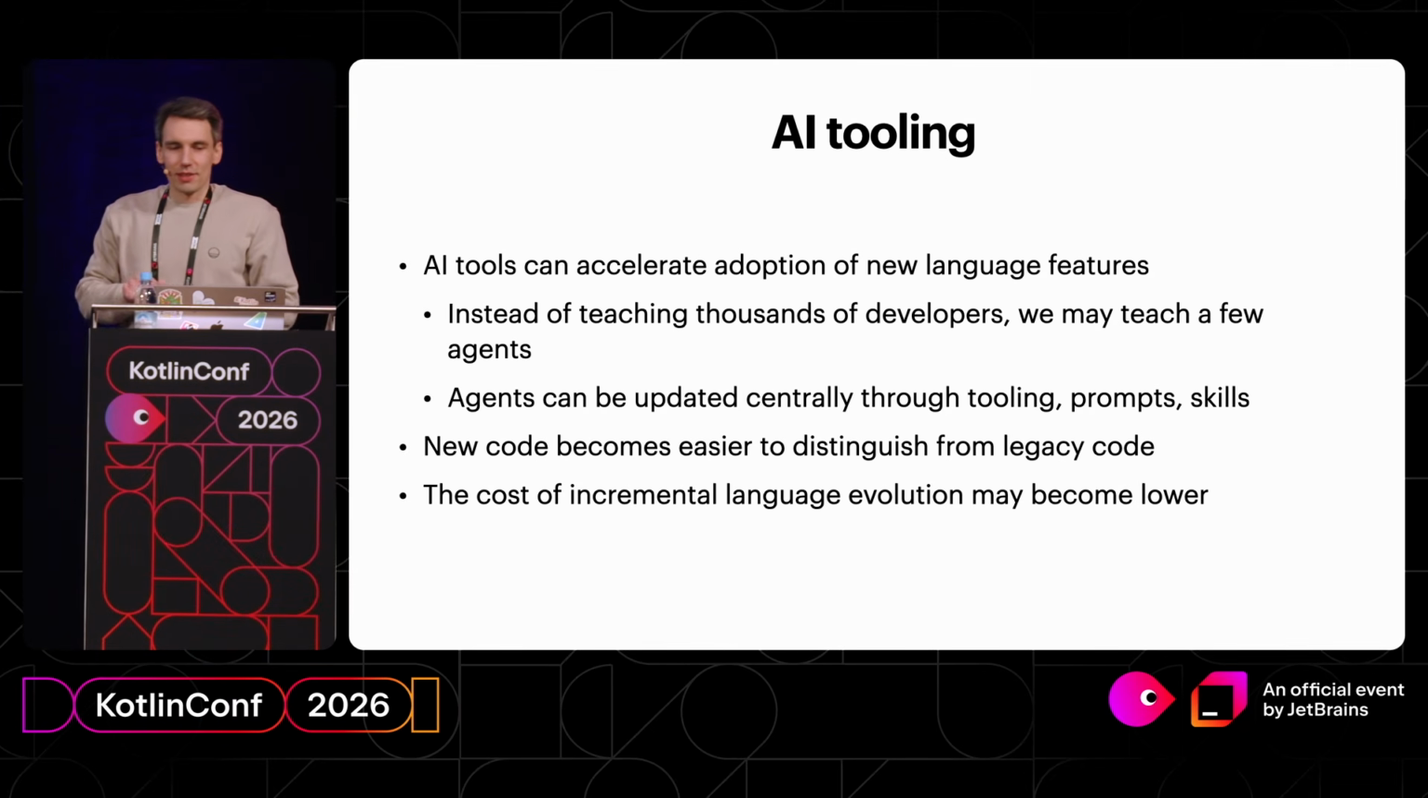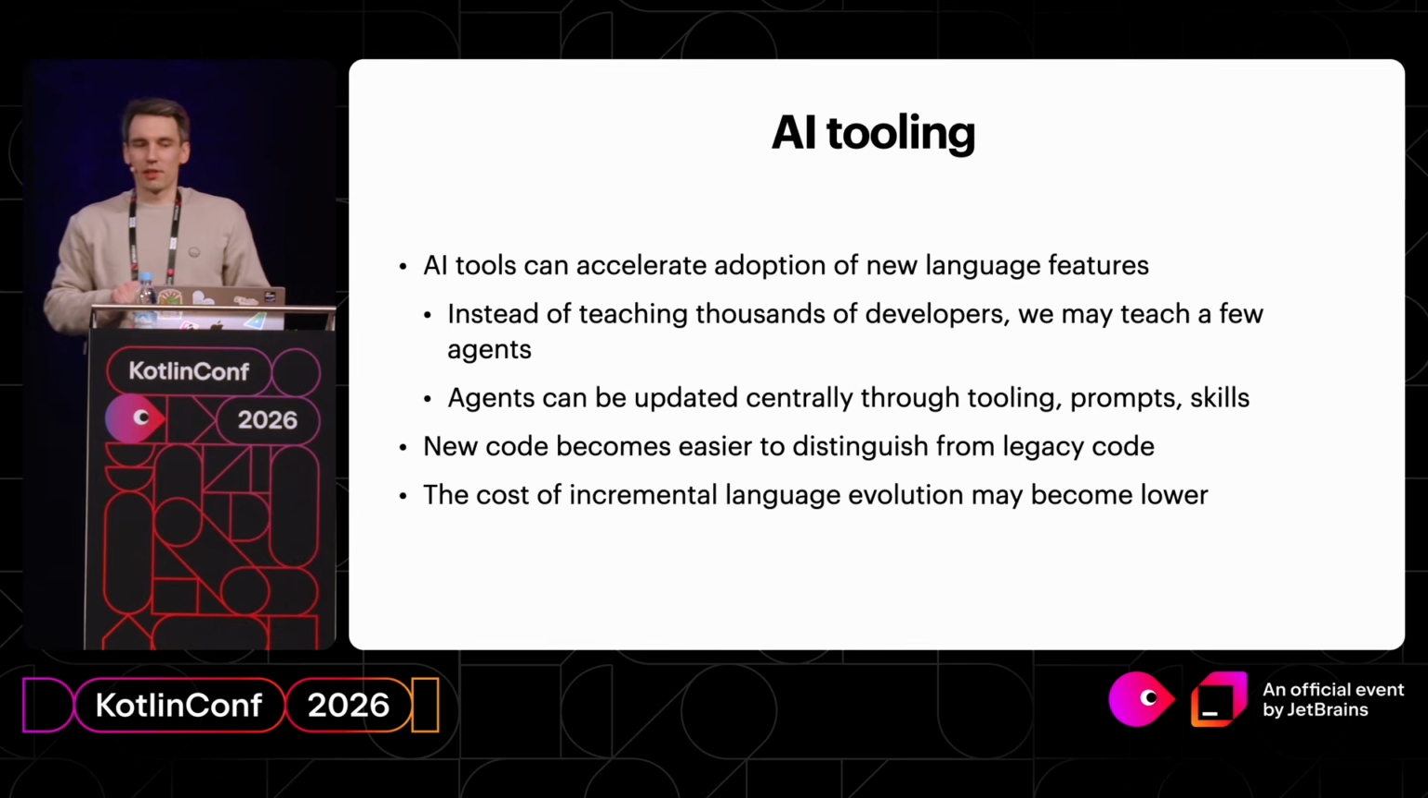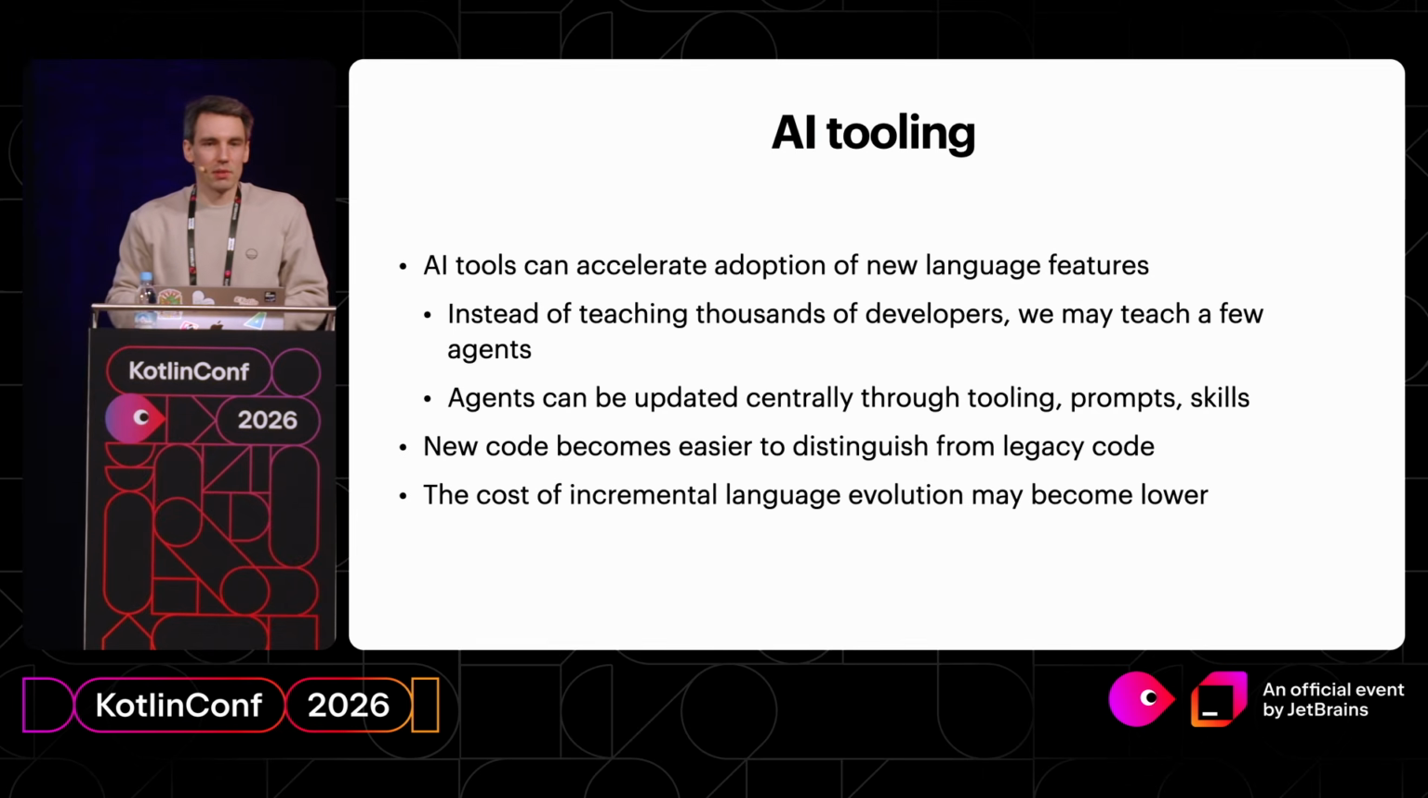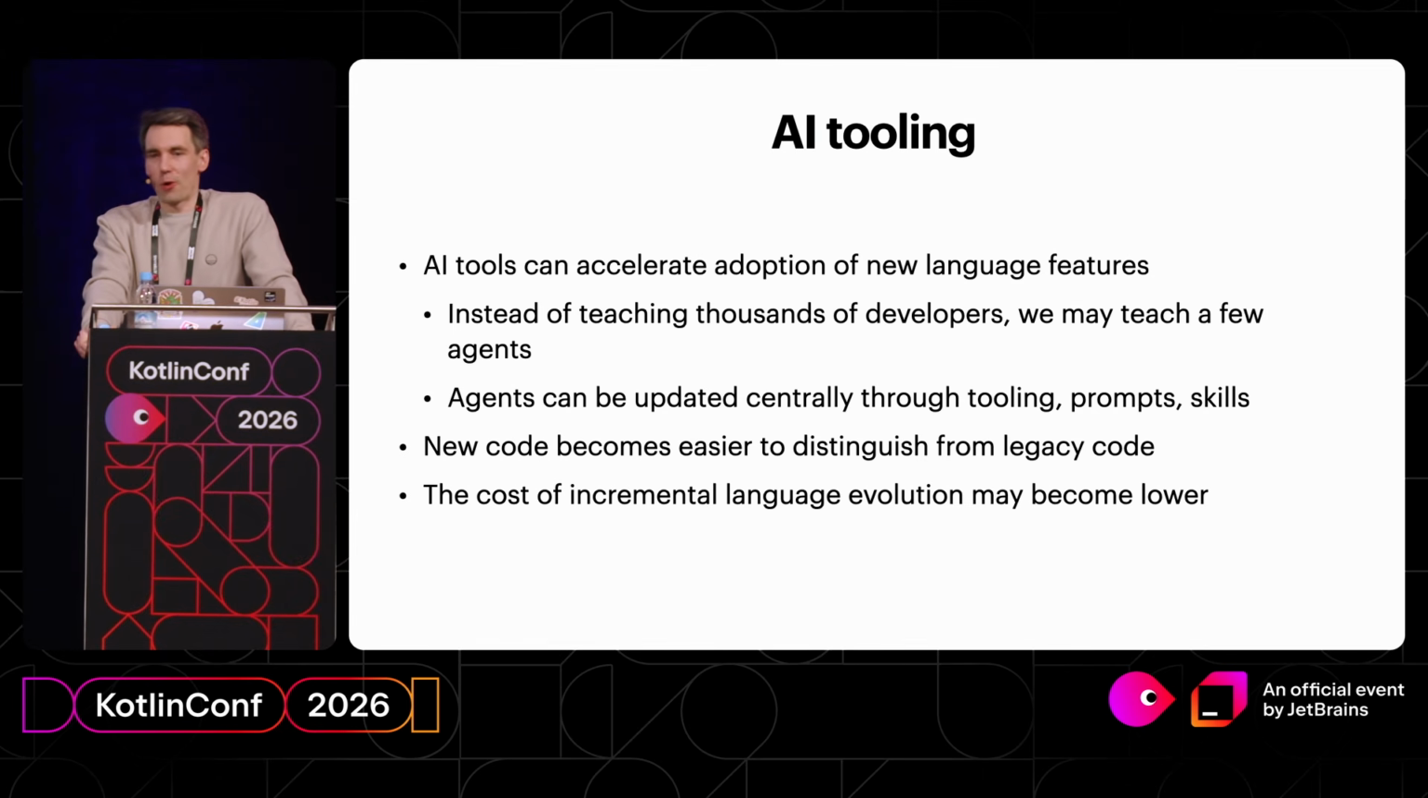I'm quite positive that it can accelerate adopting of new language features and accelerate languages, because sometimes instead of teaching all the Kotlin developers, new developers, we may teach just a few agents through some tooling, prompts, today skills. Imagine that you're upgrading your project to Kotlin 2.4, you use, of course, Amper, Kotlin toolchain, and it comes along with newly added skills about new language features that agents will use.